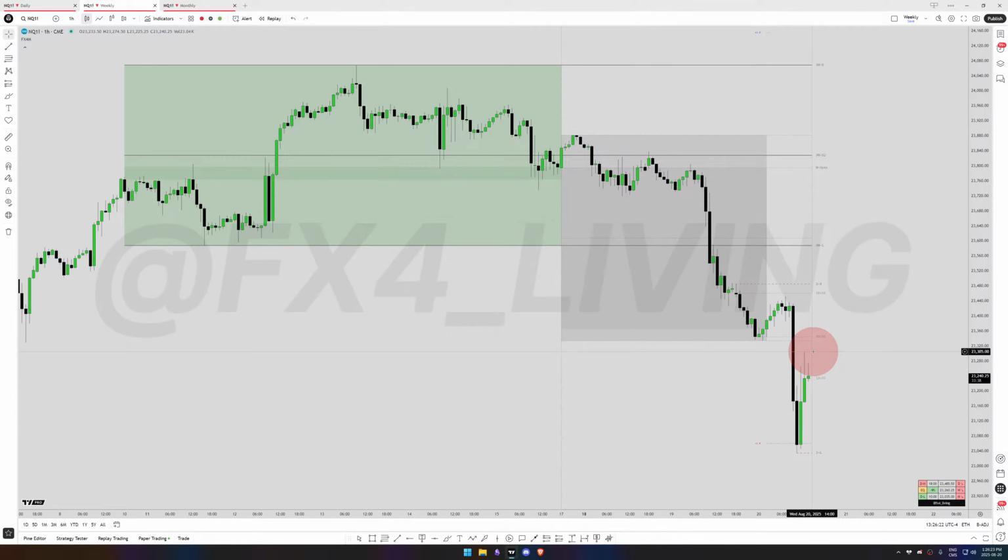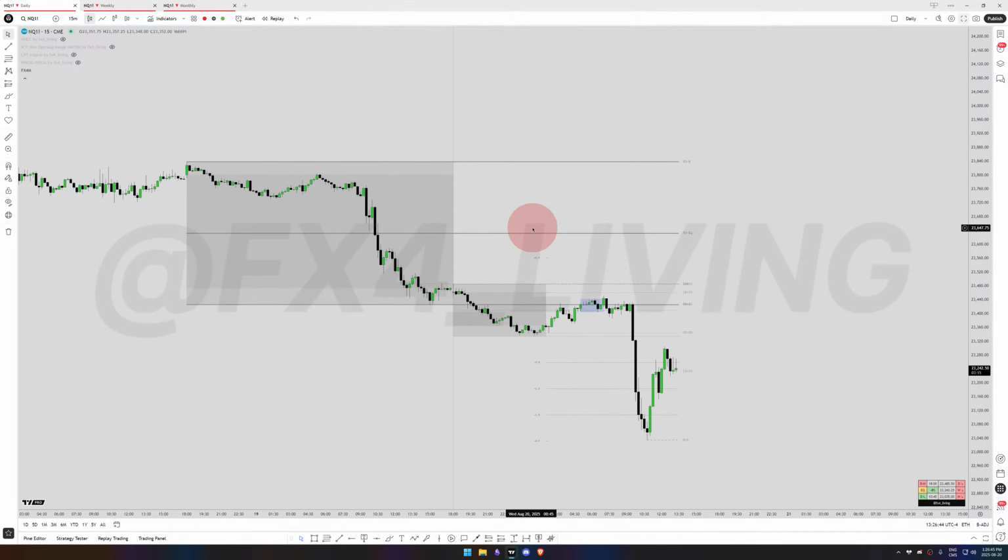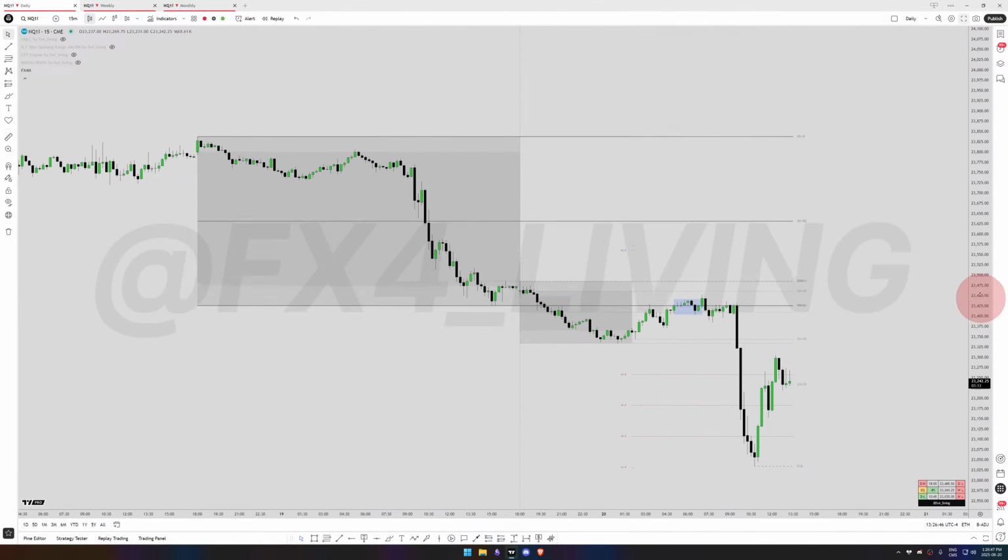So that buy side right here has imbalance above. Mitigation block on that low here. Midnight open here. Interesting, interesting. Yeah, we'll see. I want to see the daily too, because this is basically the 1 hour on the weekly setting. If I go to daily, we can see the details a little bit more.